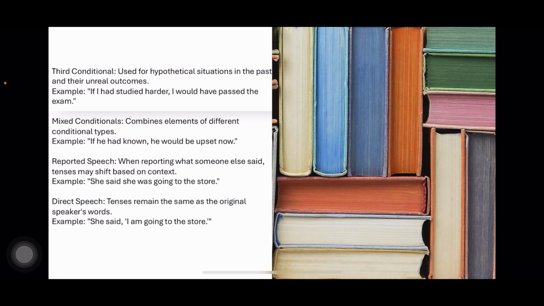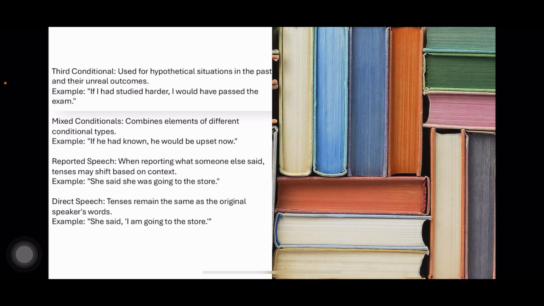Mixed conditionals combine elements of different conditional types. Example, if he had known, he would be upset now. Reported speech, when reporting what someone else said, tenses may shift based on context. She said she was going to the store.